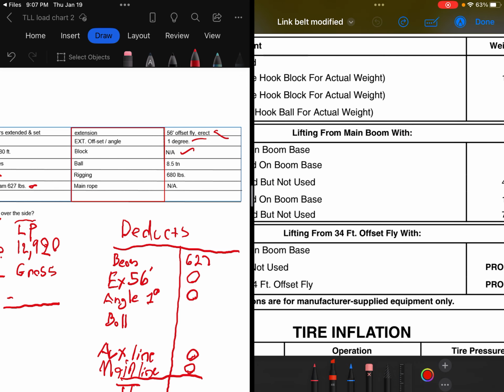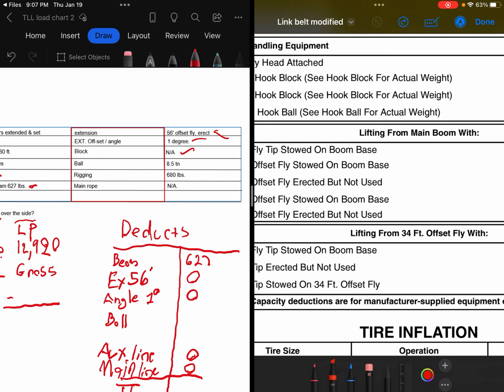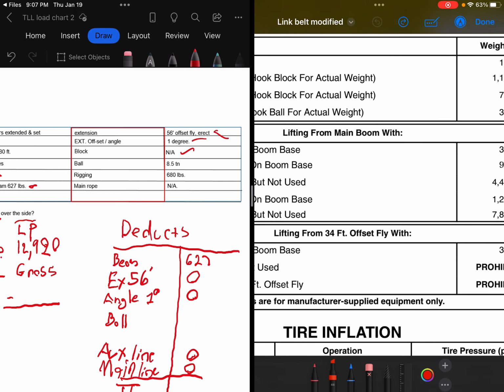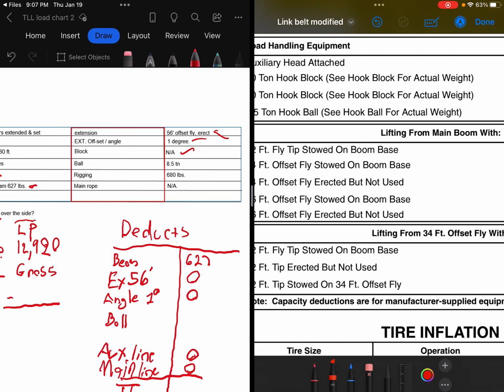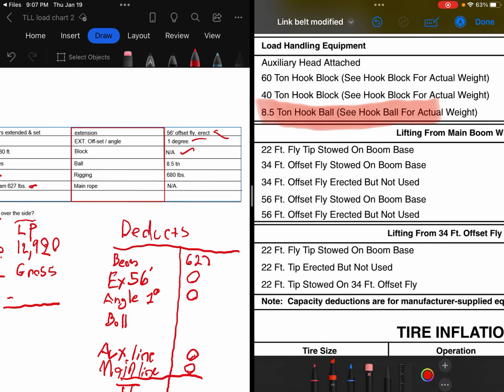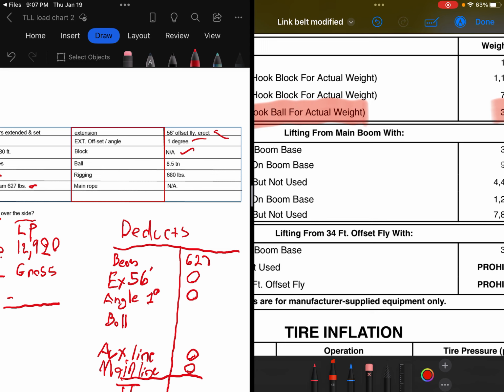So our hook ball for actual weight is going to be 360 pounds. So we're going to come here, 360 pounds. So check that one off, we're done.